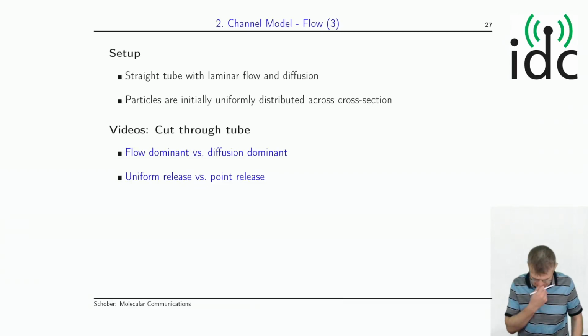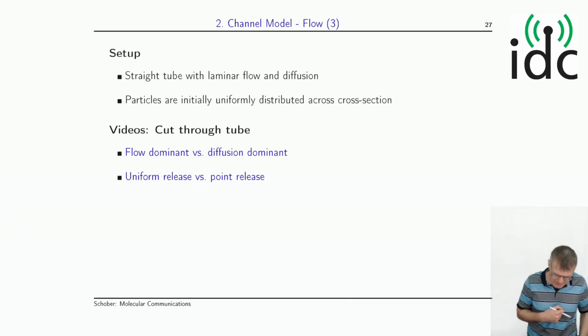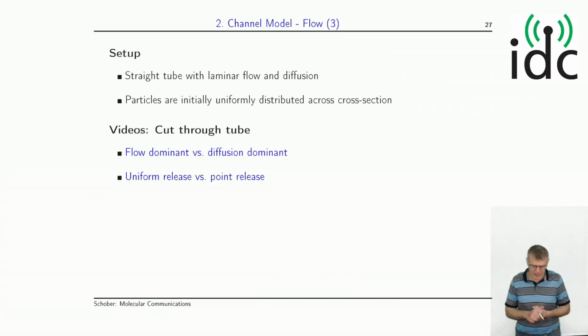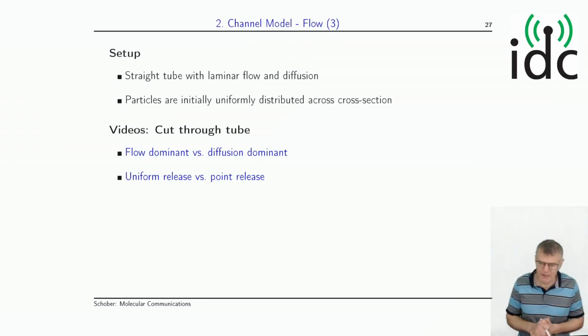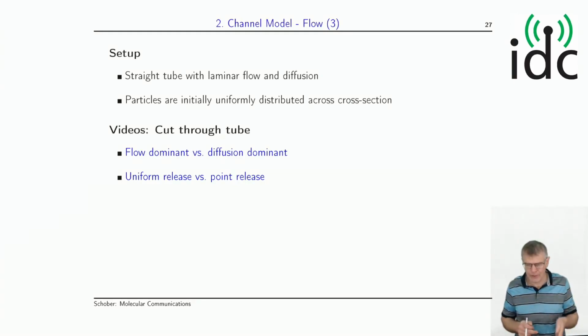And I will show you a video for this where you can sort of see this in the next slide. Okay, so the videos that I will show you now are for the same scenario that we just saw in these figures. So we have a straight tube with laminar flow and diffusion, and we release the particles either from a point source or uniformly, right, in different videos.